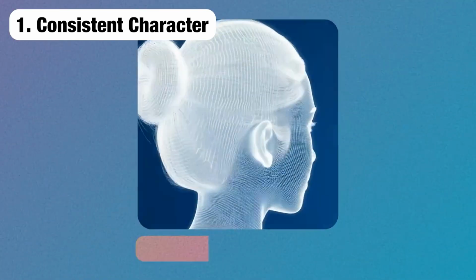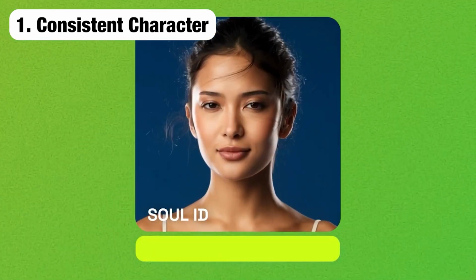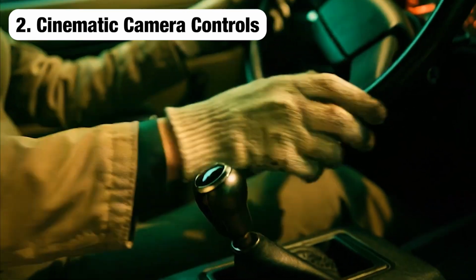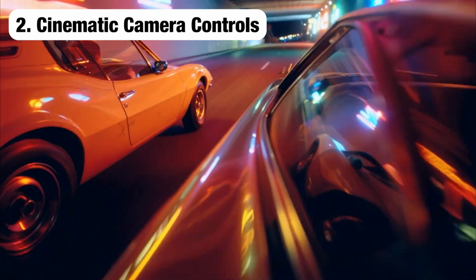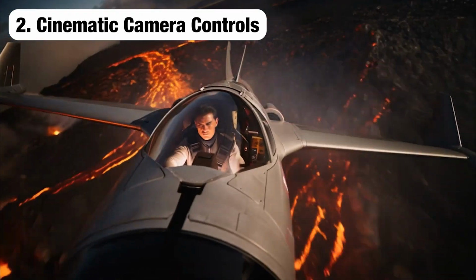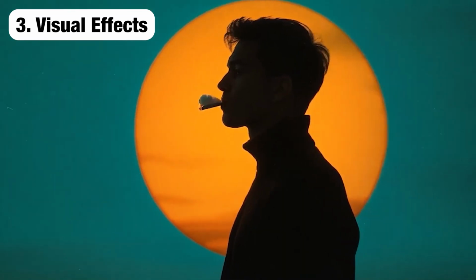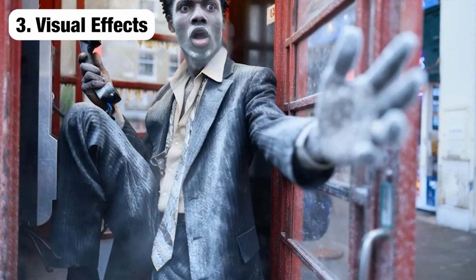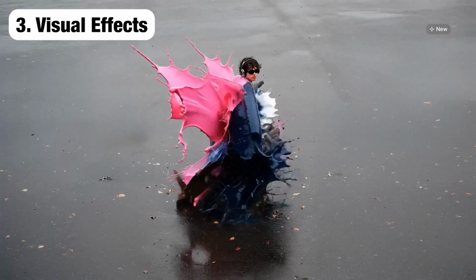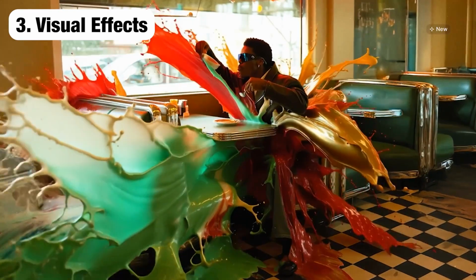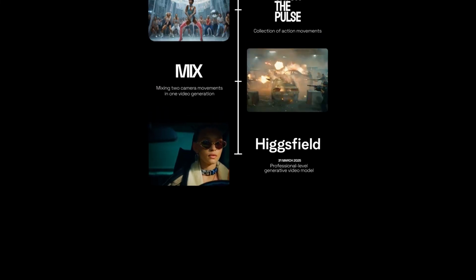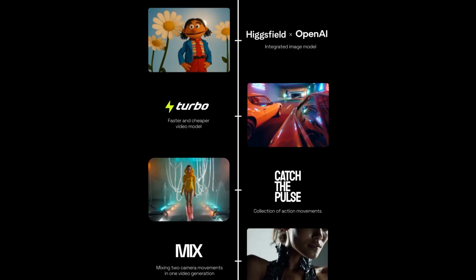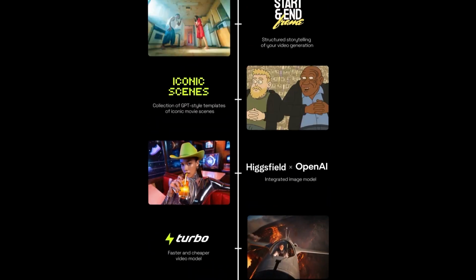Creating a photorealistic AI twin. Adding Hollywood-level camera moves. And layering on impossible visual effects. All of this is possible with one tool, Higgsfield. In this video, I'm going to show you how to do all of it from start to finish.